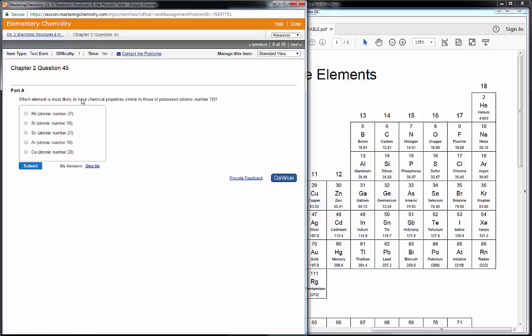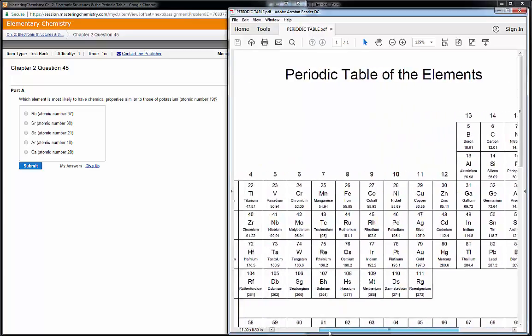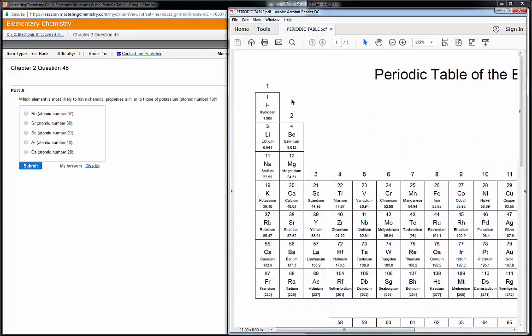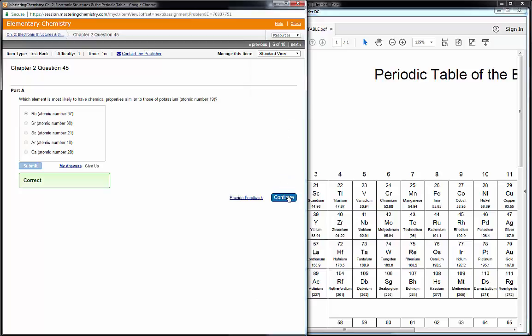Which element is most likely to have chemical properties similar to those of potassium? If we look at potassium, on the periodic table these are ordered in groups, and the groups have similar chemical reactivity. So we're looking for ones that are in the same column or group as potassium. And so the answer would be rubidium. It's in the same column. It's right underneath it, as opposed to strontium, which is in a different column, and scandium, same story. Same with the rest of those.